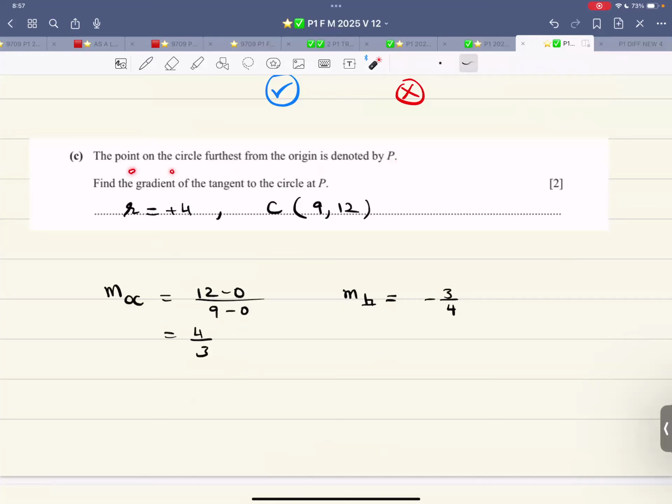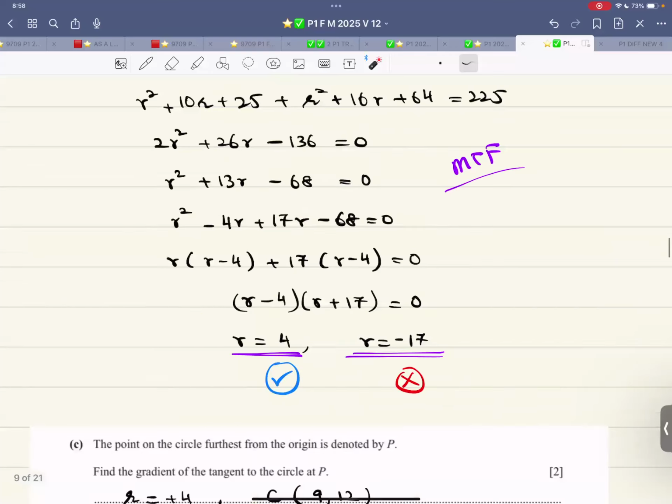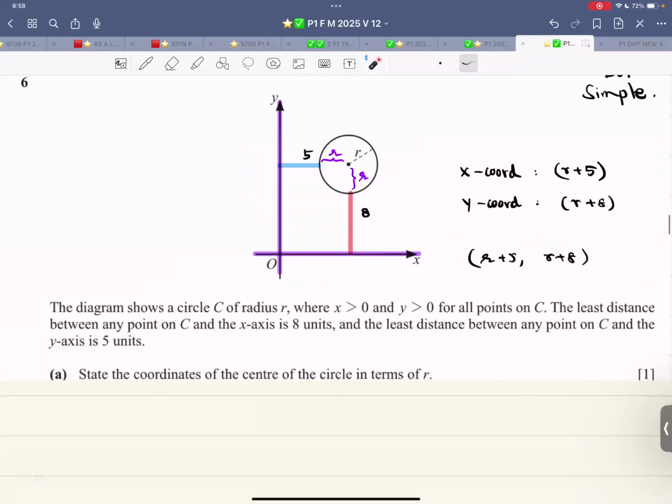The point on the circle furthest from the origin, find the gradient of the tangent to the circle at P. We know that the value of r is 4. Therefore, the center of the circle is (9, 12). So now the furthest point would be like this. Let me go all the way up till here. That is the furthest point.